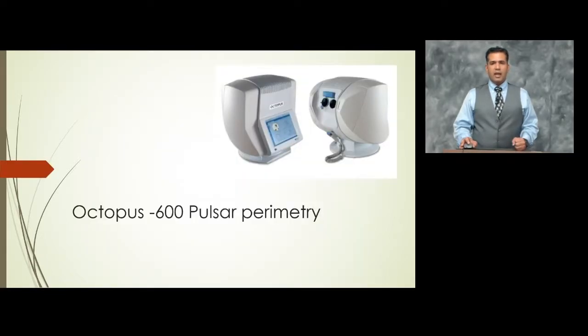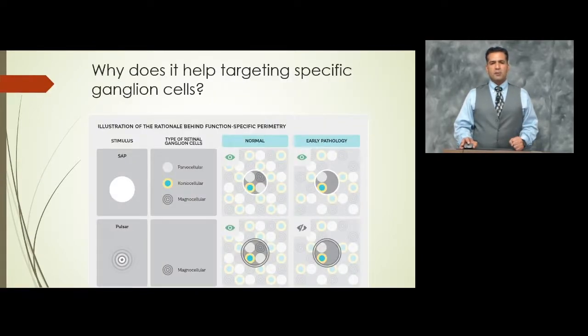Octopus 600 has regular white on white perimetry, but has a specific perimetry called the pulsar perimetry. This pulsar perimetry, or the concept of pulsar perimetry, is to target specific ganglion cells. To understand this better, let's understand what white on white perimetry does. The standard automated perimetry has a white target on a white background, and so long as some ganglion cell is present and alive and kicking, the human eye would say, I can see.